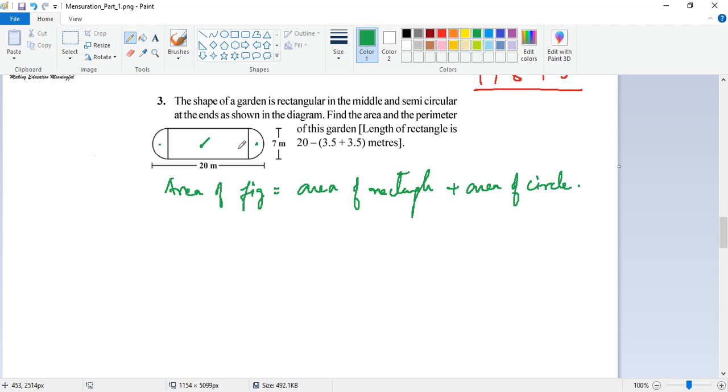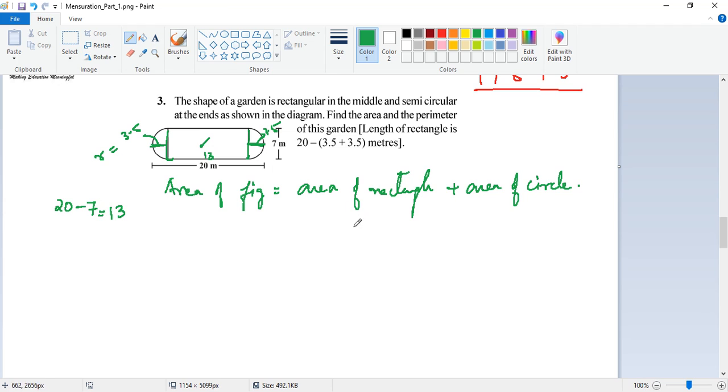For the area of the rectangle you should know the length and the breadth. Here this whole thing is 7, they are saying. This is 7 and this is 7. If this is 7, this has to be 3.5, half of 7, because that's the radius. Here one 3.5, here one 3.5. From here you take out 3.5, that's the radius, and from here you take out 3.5, so you take out 7 in total. So this 20 minus 7 you have to do, which is equal to 13. So 13 is the length of the rectangle and 7 is the width, the breadth.